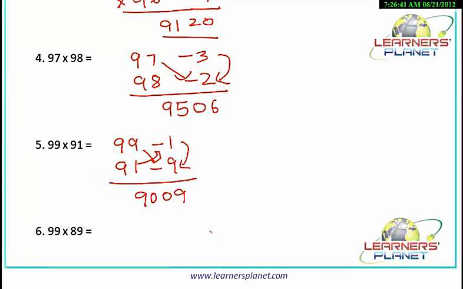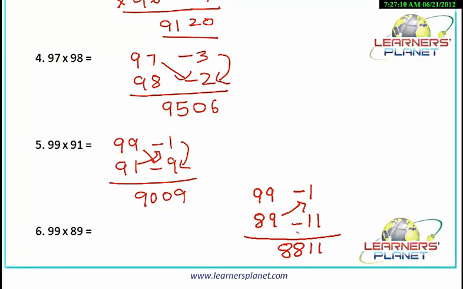Similarly, in this case, 99 into 89. It's minus 1 from 100, and it is minus 11 from 100. 11 into 1 will give us 11, and 89 minus 1 will give 88. Very big numbers but a very quick calculation.